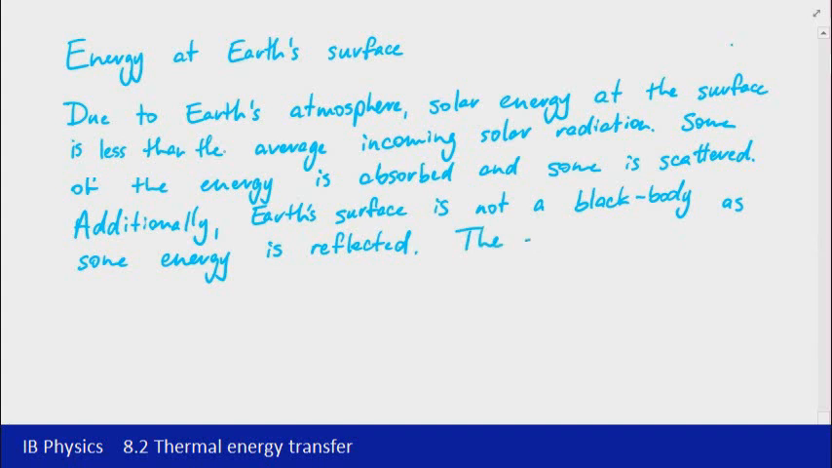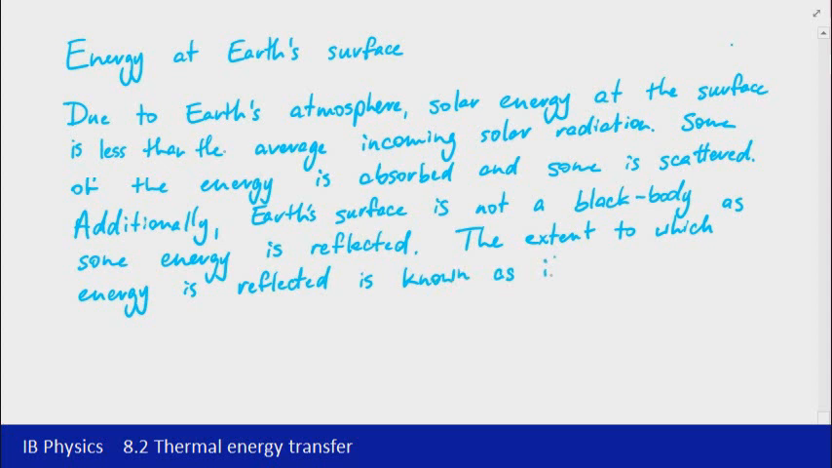The extent to which energy is reflected by the Earth's surface is quantified by a quantity known as albedo. And we'll have a look at how we define albedo. It's not constant for all surfaces, it does vary. But we'll have a look at the definition first.